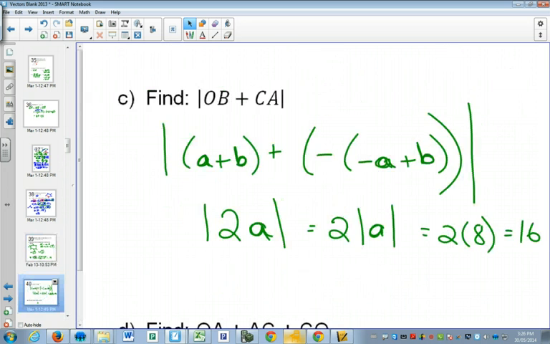So part C says find the length of OB plus CA. Well, we know that OB is A plus B. And we knew that CA was, or we knew that AC was negative A plus B. So if you did C to A, that would just be a negative in front. Simplify that, and you just get to A. The length of A was just going up 8 units. So the length of the whole thing would be 16.